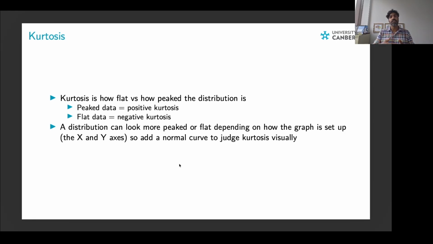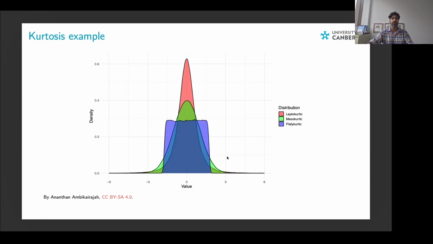So a distribution can look more peaked or flat depending on how the graph is set up. On the x and y axes, if you spread out those values or condense them, it can impact what the kurtosis visually looks like. So you need to add a normal curve to really judge kurtosis visually. And so here's an example of a plot I made to really emphasize what each of these differences are within kurtosis.